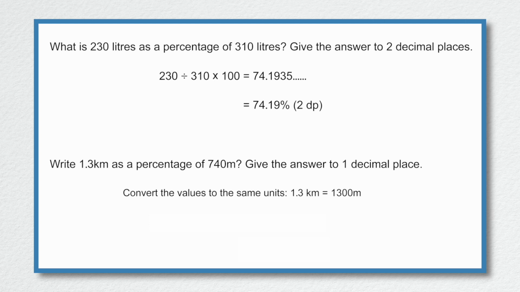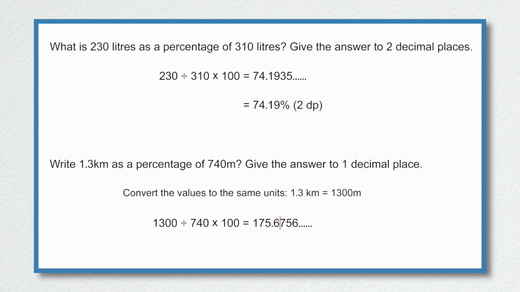So we have 1,300 metres, and we're going to write this as a percentage of 740 metres. So I'm thinking of the fraction of 1,300 over 740. So I'm going to type this into my calculator, 1,300 divided by 740, and then I multiply by 100. And this gives us the answer 175.6756, and so on. I have to give this answer to one decimal place.